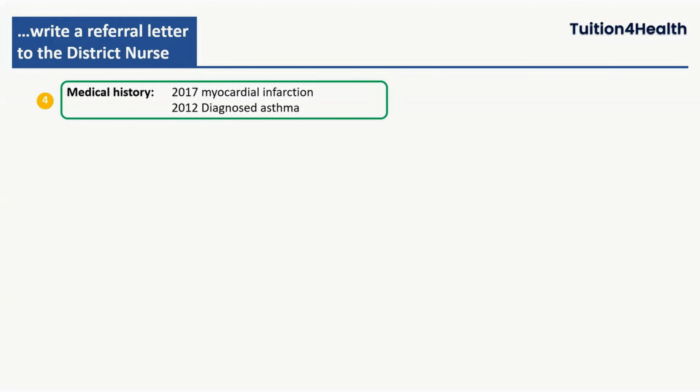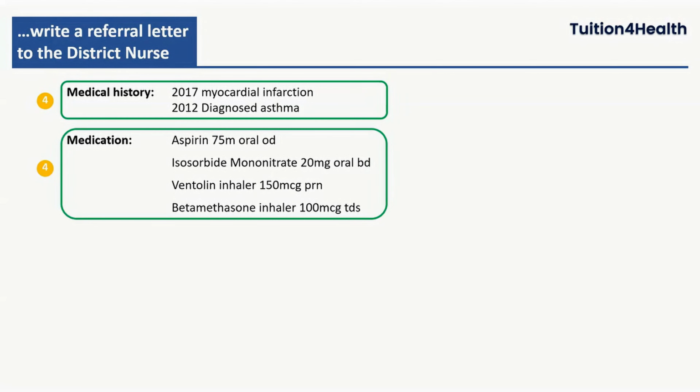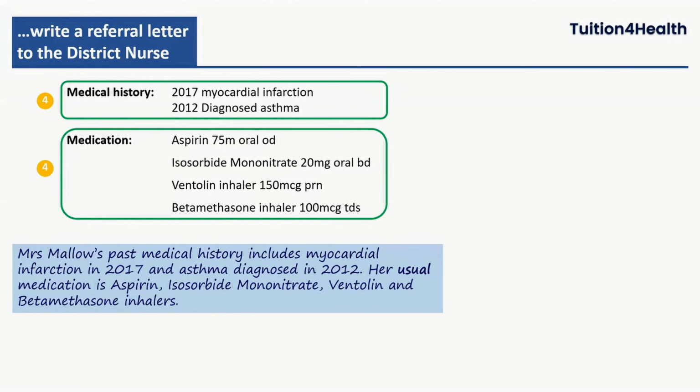In paragraph 4, I want to mention anything else which is affecting Mrs. Mallow's overall health, and I picked out her MI in 2017 and diagnosis of asthma in 2012. I'm going to link that to the drugs that she takes for those conditions. This is how I've linked the information together.